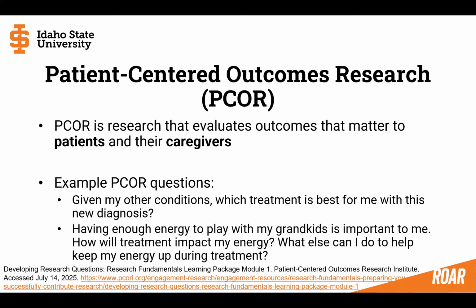All right, so first I'm going to discuss patient-centeredness. And I think by now, right, we are all familiar with the idea of patient-centered care. And so we can take this idea of patient-centeredness, patient-centered care, and put this into PCOR, or patient-centered outcomes research, right? So it's along those same lines, doing research that evaluates outcomes that matter to patients and their caregivers.